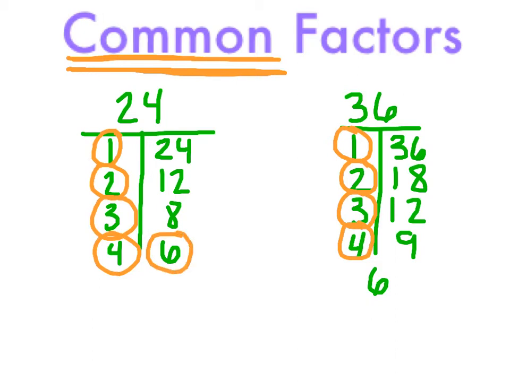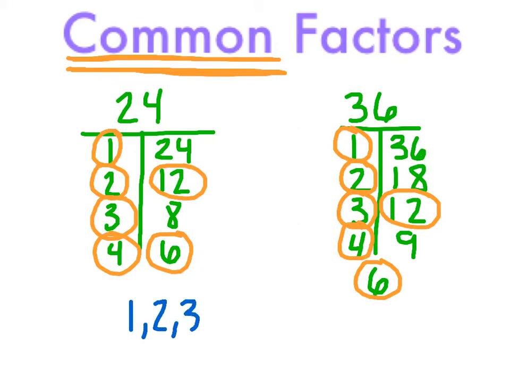Don't let that 6 sneak away from you. And I also see a 12 that they have in common. So if I was listing the common factors down at the bottom here, I would list a 1 as common factor, 2, 3, 4, 6, and 12. All of these numbers, or all of these factors, are common to 24 and 36.